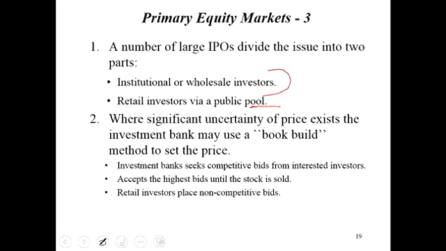But where there's a lot of uncertainty, they might use something called a book build. It's a fairly straightforward process. It's simply a competitive bid. Not in the public pool, but in the investor pool, they call for competitive bids from the potential investors. These are mutual funds, life insurance companies, and so on. They apply for a certain number of shares and tell you what price they are prepared to pay. Then the investment bank lines up the highest bidders until it has sold all the shares. At that point, the price is set for the public pool.